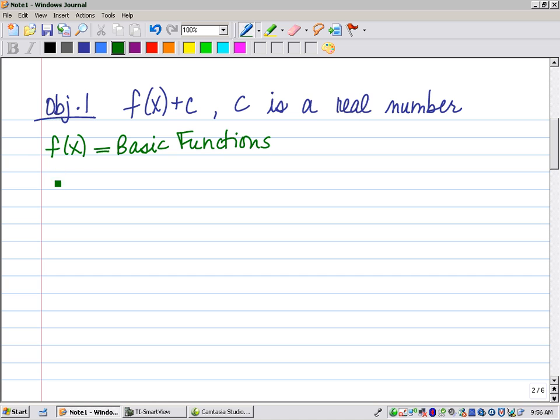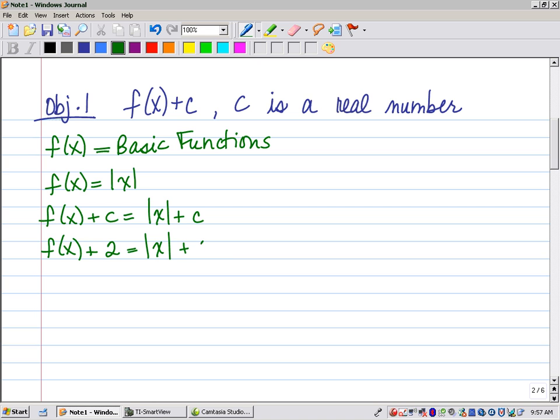So as an example, if f(x) is equal to the absolute value function, let's just look at what f(x) + c would even look like. Let's say that f(x) + c then is going to be the absolute value of x plus some number. We're just adding a number to it. So for instance, if c is equal to 2, f(x) + 2 would simply be the absolute value of x + 2. If c is negative 3, f(x) - 3 would be the absolute value of x - 3.